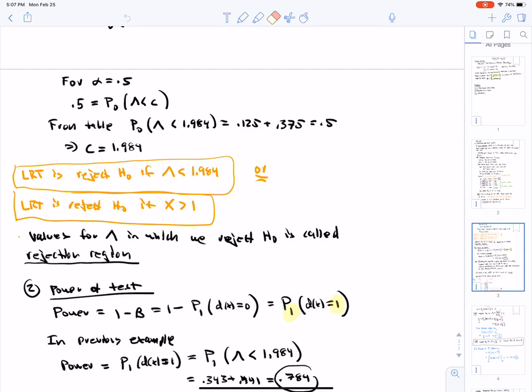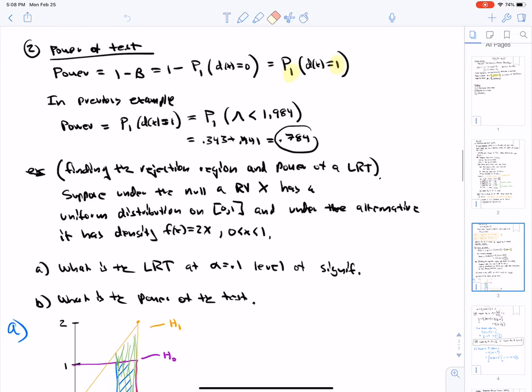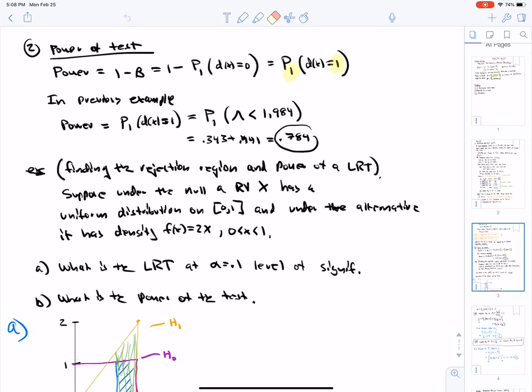So values where we reject the null is called the rejection region. So now the power of a test is 1 minus beta, which you can write as we're going to reject the null when the alternative is true. So p sub 1 of d of x equals 1.